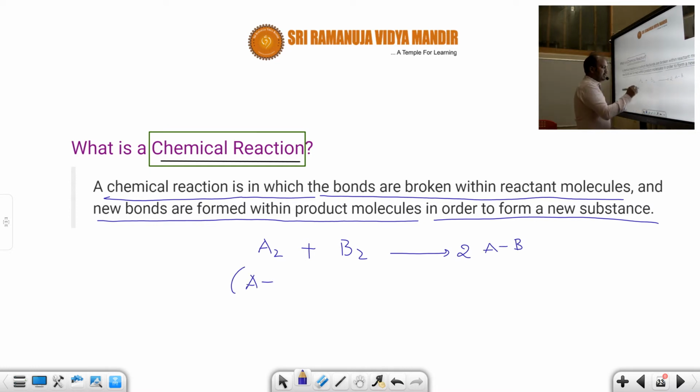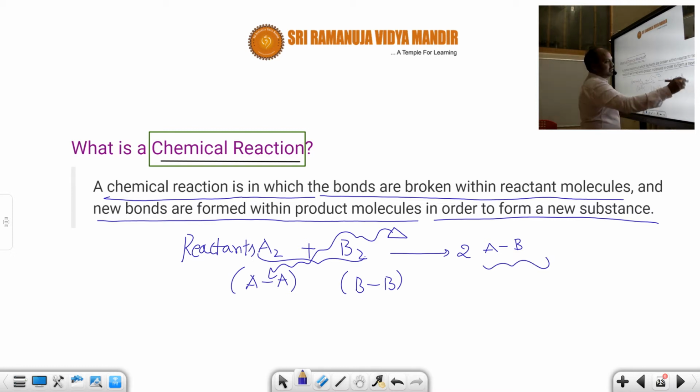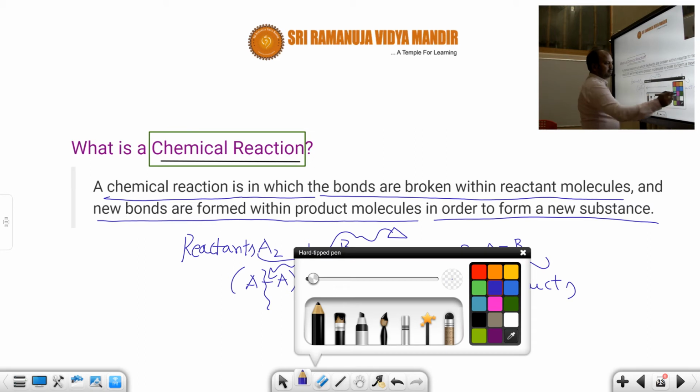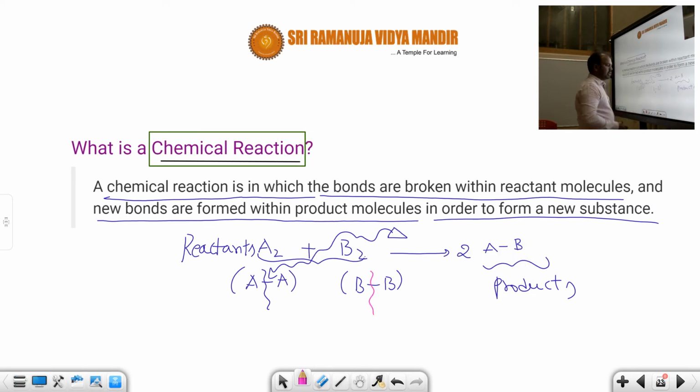A2 means there is a bond between A and A, and B2 means there is a bond between B and B. These are old bonds. The left hand side is called the reactants, and the right hand side is called the products. Don't forget that. Whenever heat energy is required, bonds are broken. Do you understand or not? The old bonds are broken, so the A-A bond is broken and the B-B bond is broken. What remains here? A and B, and both will combine.